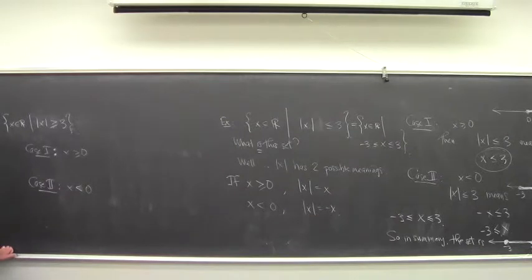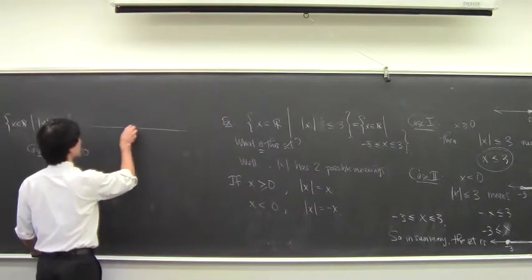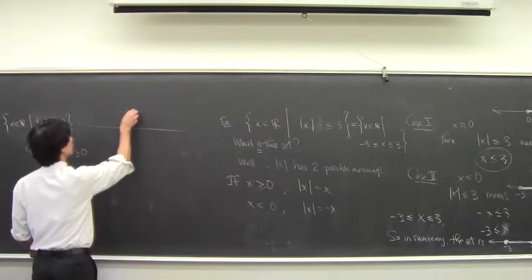Okay, who would like to tell me what you got and how you got it? Would anybody like to say what you got and how you got it? How about you? I got negative 3 is greater than or equal to x, which is greater than or equal to 3.